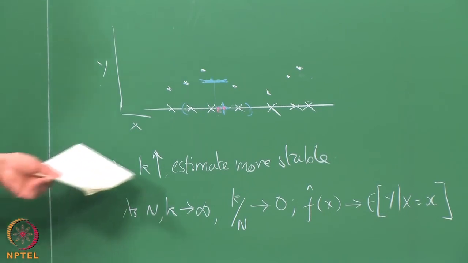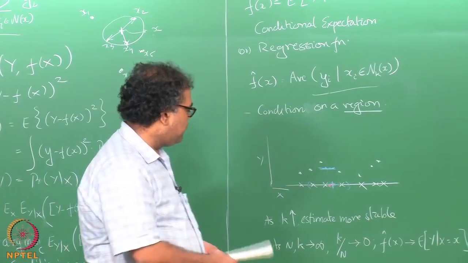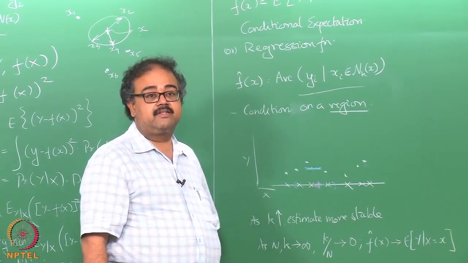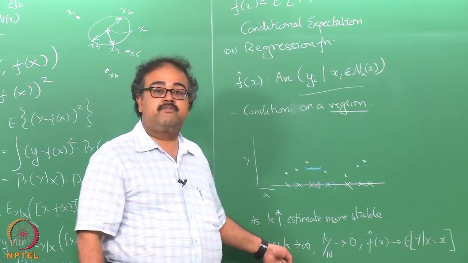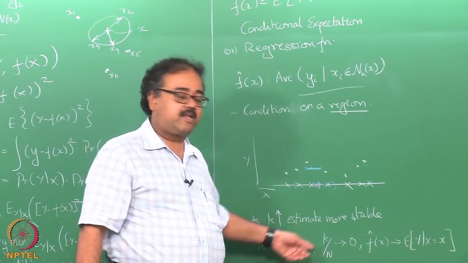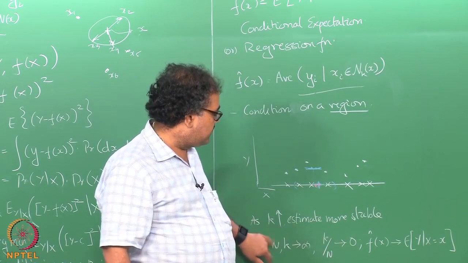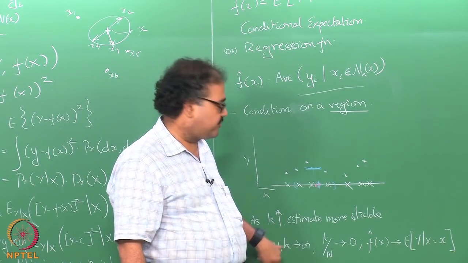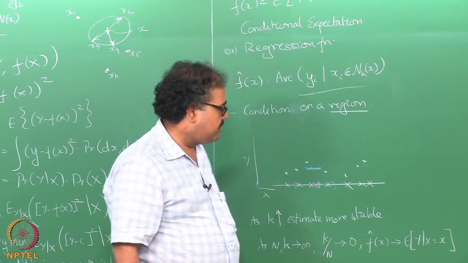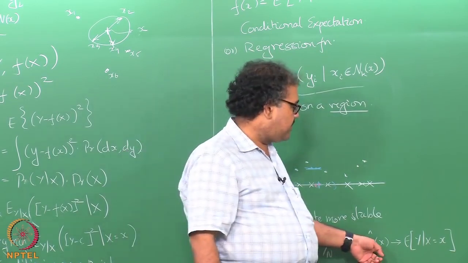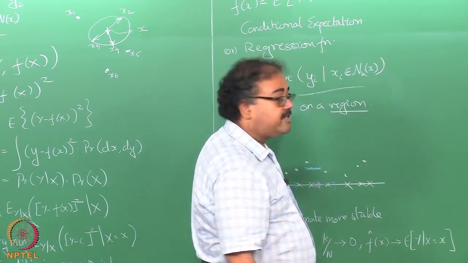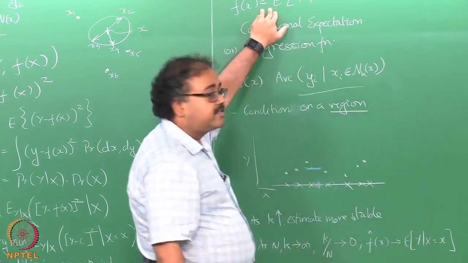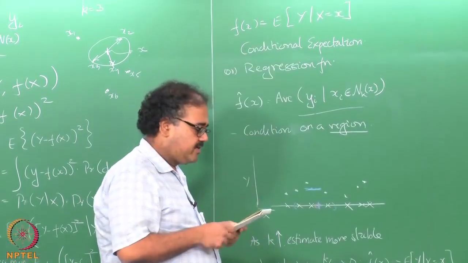As k increases, the estimate becomes more stable. In particular, as k and n become large, that is, my number of data points is very large, and so the number of points I can look at in the neighborhood also becomes larger and larger, such that, of course, the number of data points has to grow at a faster rate than the size of the neighborhood. That is what k by n means. In which case I can show that the prediction I make using this average actually approaches the true prediction that I am interested in.